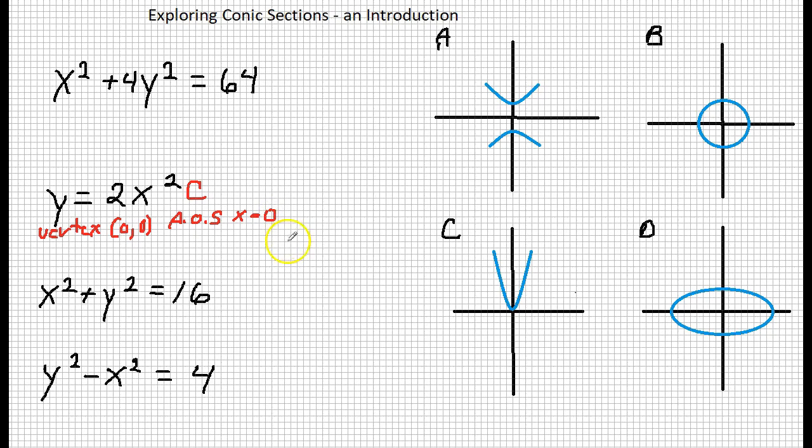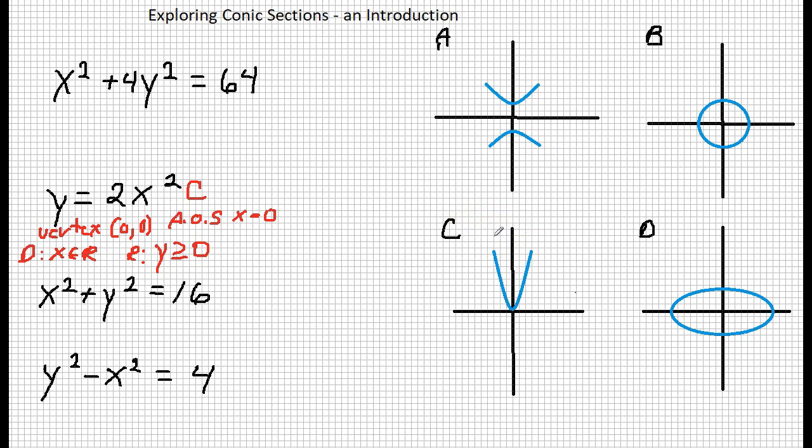Now, domain. I can put any number in for x and get an answer. So domain is all real numbers, so x is an element of the reals, all real numbers. Okay, but the range. We're not going to get any y values below 0, so we're going to say y is greater than or equal to 0. So now this one is checked off, so we don't need to choose C anymore.